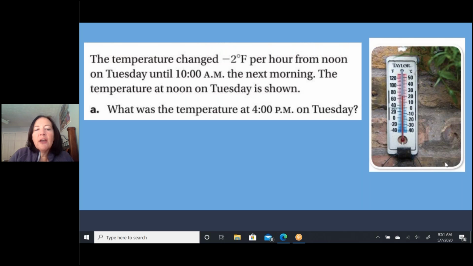The question is, what was the temperature at 4 p.m. or 4 hours later on the same day? And again, on this one, I'd like you to write a number sentence and then also give me the answer. Give it a try.